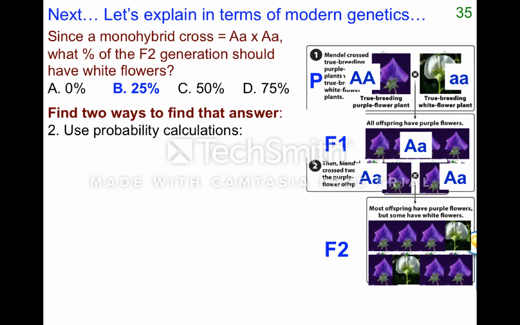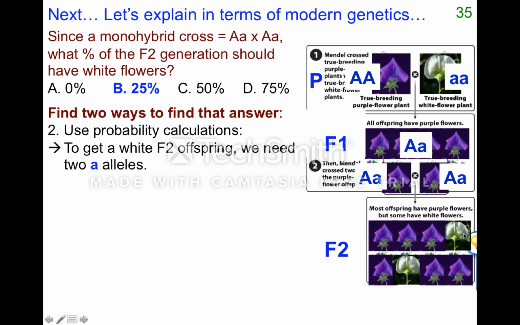Another way of figuring out this probability is by using probability calculations. To get a white F2 offspring, we basically have to give it 2 small a alleles. So let's calculate the probability of that happening.